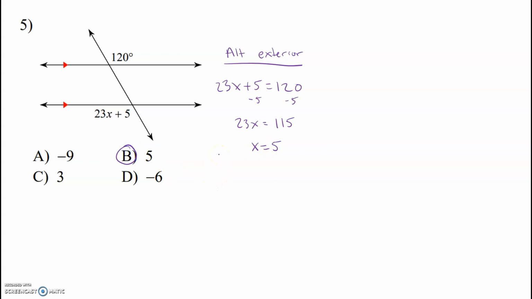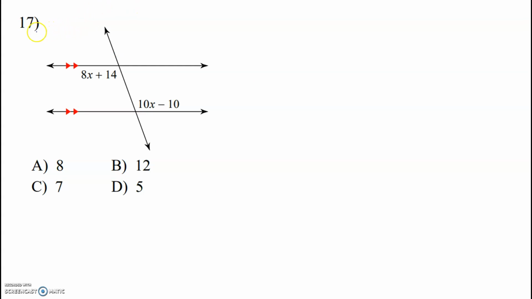All right, and then one more just to make sure we're good. We're going to skip down to problem 17. I know I'm skipping all over, but I wanted to get different types of angle pairs. So here we have alternate interior this time. And then you ask yourself what you know. If lines are parallel, alternate interior are congruent, are equal. Set them equal.